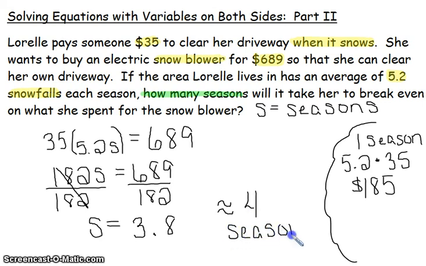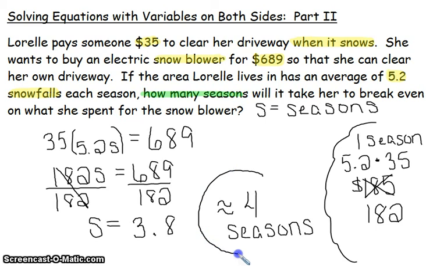By the time that we get to the end of the 4th season, she will have broken even on her snowblower. So being able to set up a problem, and just noticed I put 185, that should have been 182 over here in my little thought cloud, sorry about that. But breaking down the word problem, thinking about it logically, putting yourself in the situation, and then designing your equation around that.